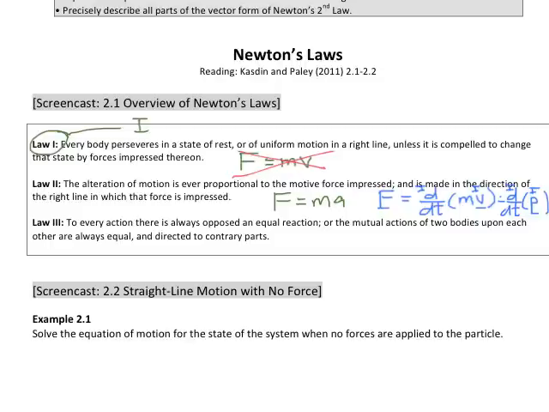And then finally we have Newton's third law. This is saying to every action there is always opposed an equal reaction, or the mutual actions of two bodies upon each other are always equal and directed to contrary parts. You've taken a statics course, so you are intimately familiar with how this works. If you have a force in one direction and a force in another direction between two objects, it's going to be the same force.